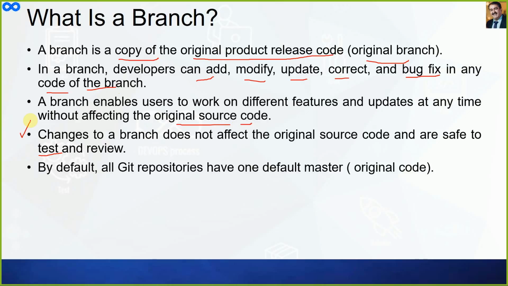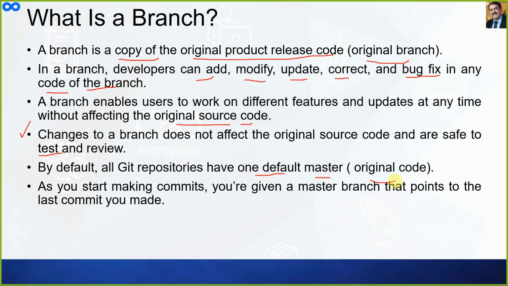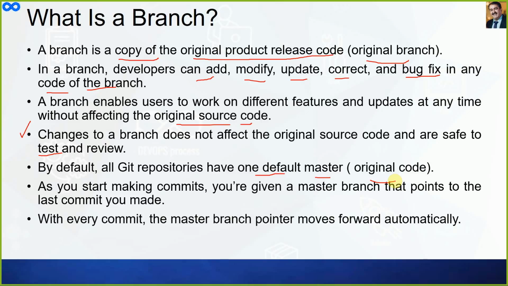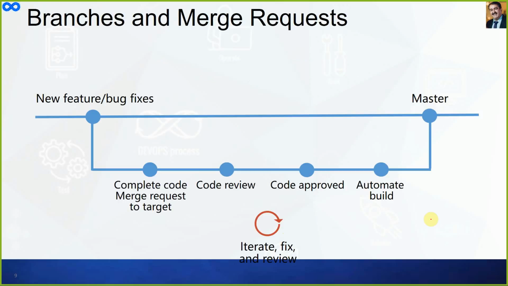By default, all Git repositories have one default branch, and that is master, the original code. As you start making commits, you are given a master branch that points to the last commit you made. With every commit, the master branch pointer moves forward automatically. Let's understand how this works.